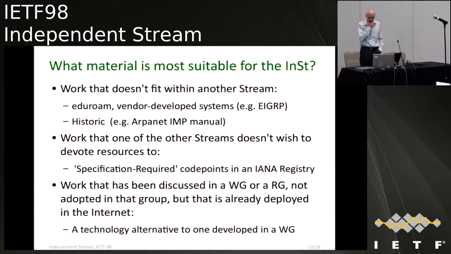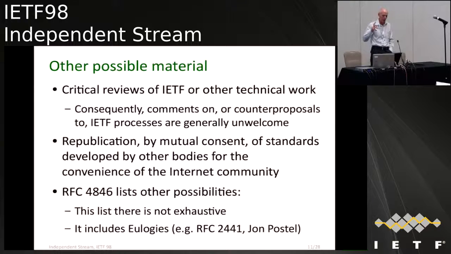Now, what about other things that are going on? These ones are the categories from 4846. Hang on, that's better. These are the ones, 4846. And the outer level bullets are from 4846. Critical reviews of IETF or other technical work. Well, as an example of that, I had a submission which was documenting the discussions inside a working group where they'd been developing a particular protocol.